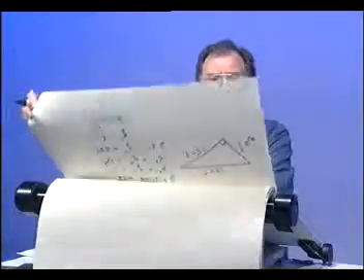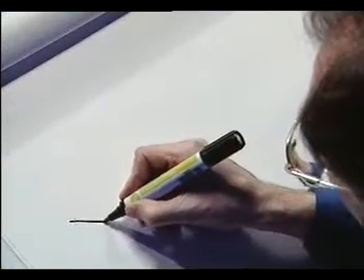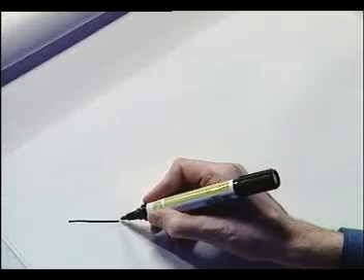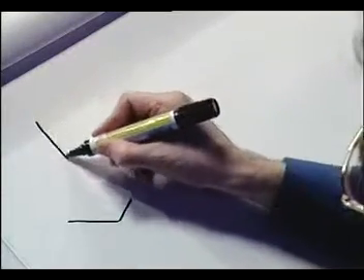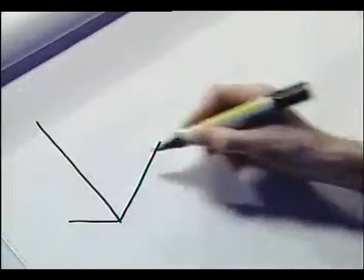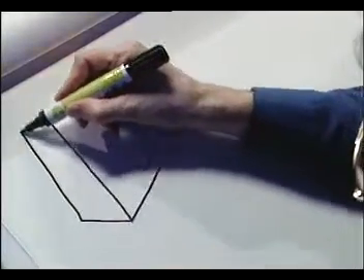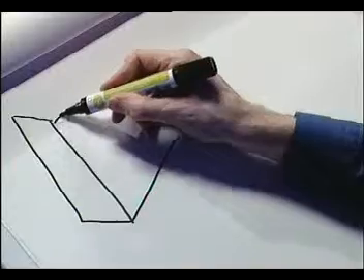Let's have a look at another application of Pythagoras. Supposing we know the dimensions of a box. Let's say we know that it's 3 by 4 by 12. So that means we know that it's 3 wide, 4 long, and 12 high. Let's complete our box.